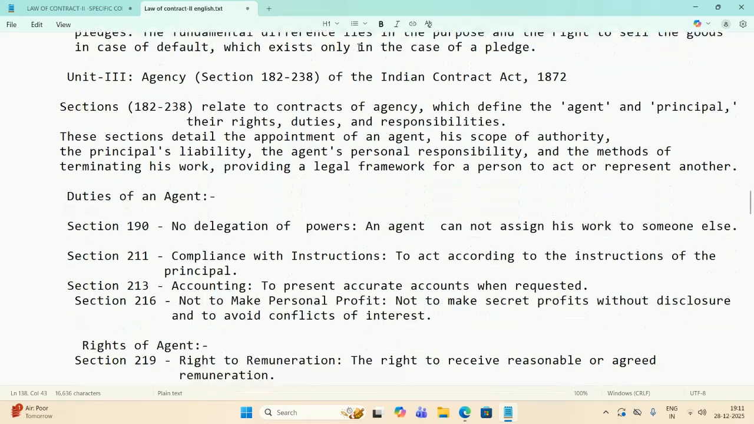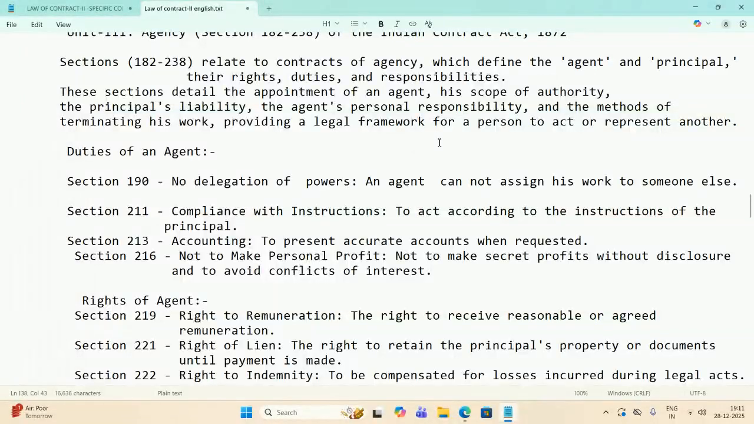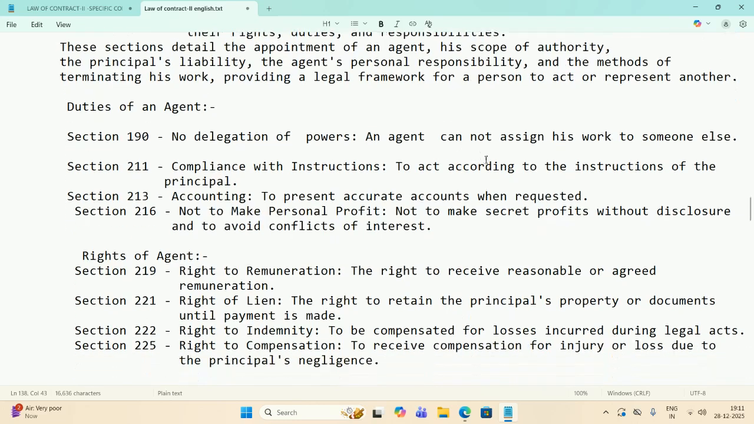Now, duties of an agent. Section 190. He cannot delegate his powers. An agent cannot assign his work to someone else. Section 211. Compliance with instruction. He has to act according to the instructions of his principal. Section 213. Accounting. He has to present accurate accounts when requested by the principal. Section 216. Not to make personal profit. He cannot make his personal profit, not to make secret profit without disclosure, and to avoid conflicts of interest.